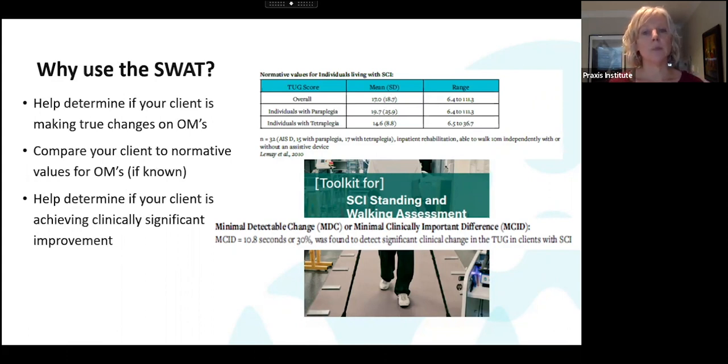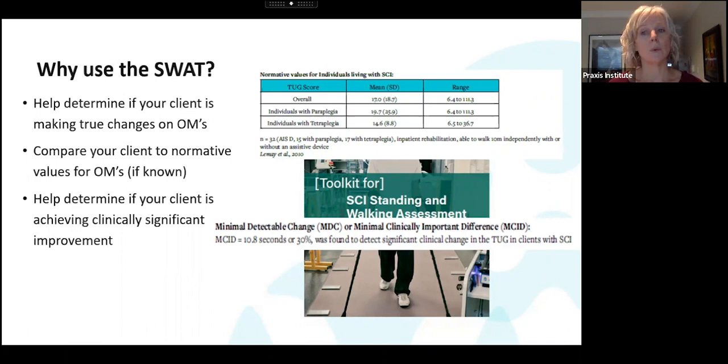The minimal detectable change, that is the minimal change in an outcome measure that is actually true change. So it isn't really chance or just that the outcome measure is being done differently. And you'll find that in the toolkit for a lot of the measures.